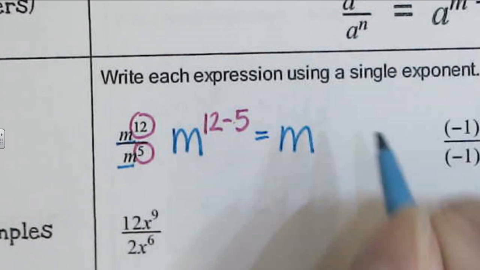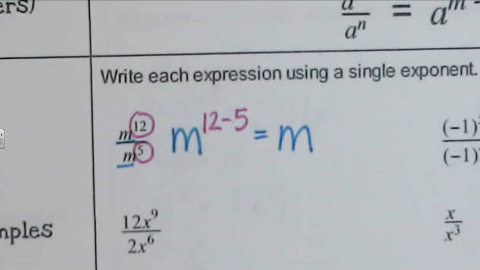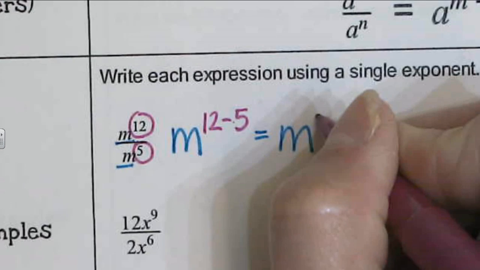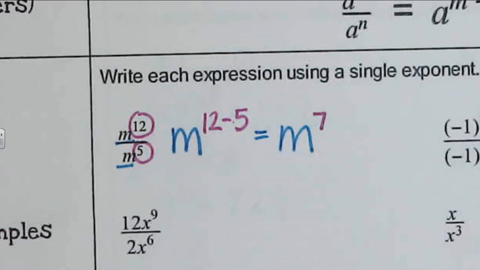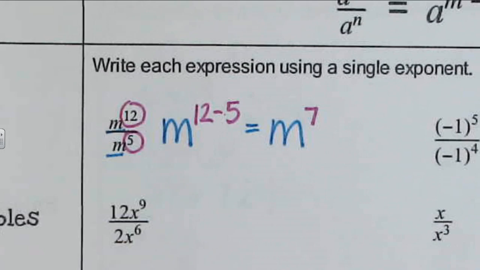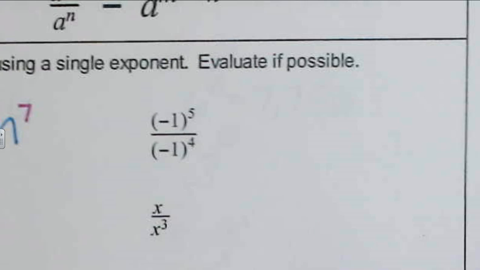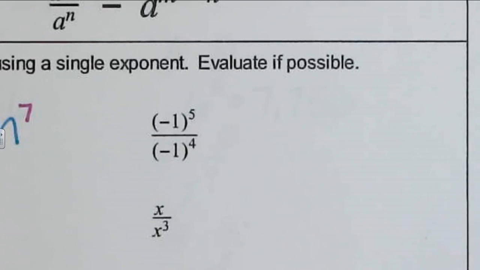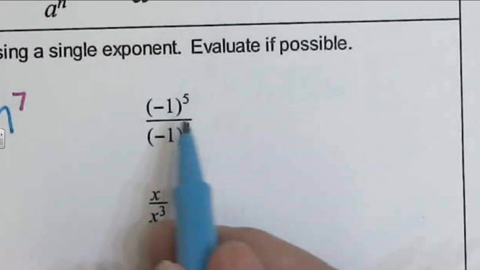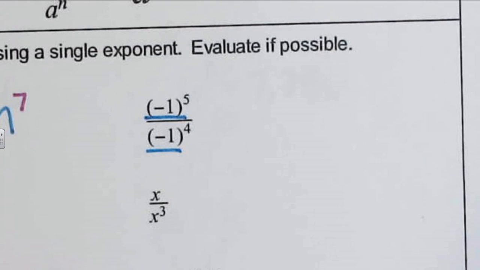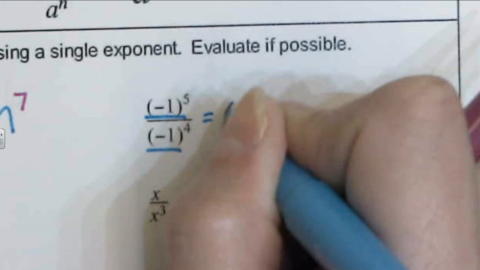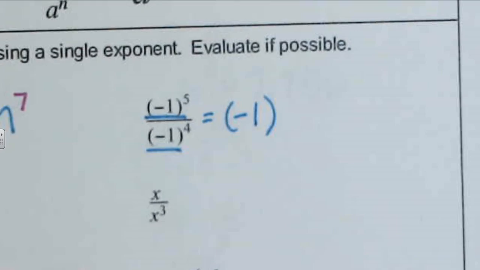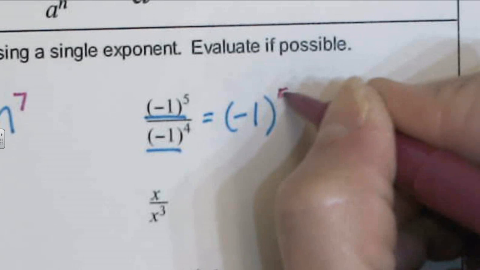So let's look at my next example. All right, so I see that I'm doing division. I look to see if I have the same base. I see that I do have the same base of -1. So I want to keep it in those parentheses because it's -1 times itself, not times itself and the opposite of that. So then I've got that 5 in the numerator minus the 4 in the denominator. So then I solve, and I've got -1 to the 5 minus 4, which is the first power. So -1 to the first power is just going to be -1. So there's my final answer.